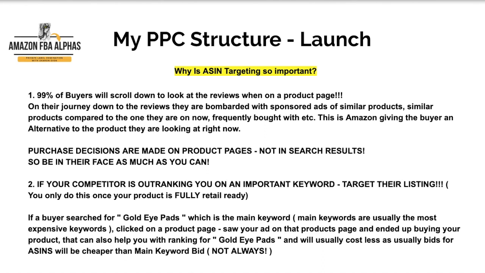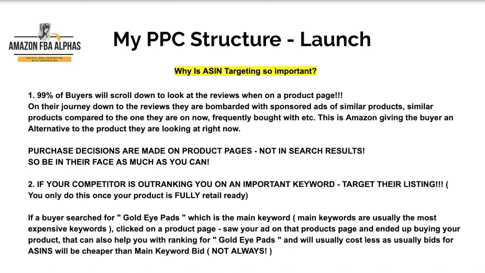Why is ASIN targeting so important? And also, I feel like so many people aren't doing this. So 99% of buyers will scroll down to look at the reviews when on a product page. On their journey down to the reviews, they're bombarded with sponsored ads of similar products compared to the one that they're on right now or the frequently bought with. This is Amazon giving the buyer an alternative to the product they're looking at right now. So Amazon does not want you to go and look for gold eye pads and then look at a listing, decide that you don't like that specific product page, and then click out of Amazon and go and try and find it somewhere else.